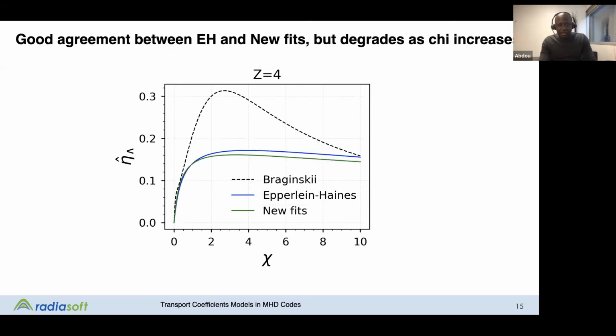Now, if you look at the cross term, which, as I showed before, participates in deflecting fields, heat flux, sorry, you still see similar agreement, or close enough, at low chi. Braginskii is still quite inaccurate.